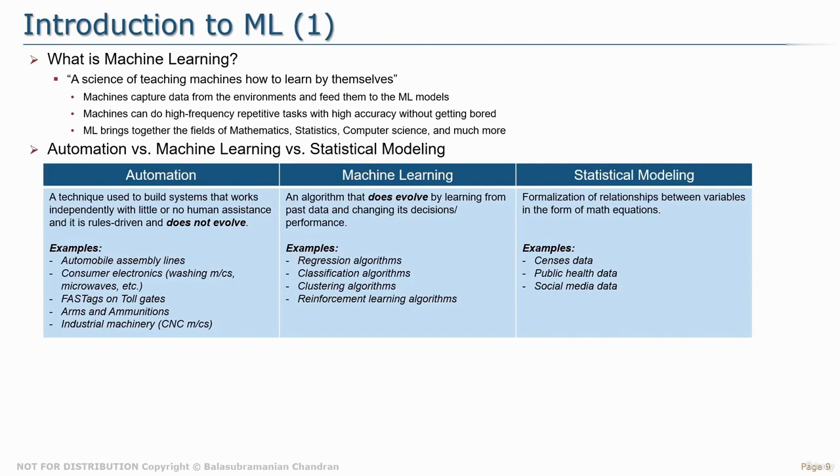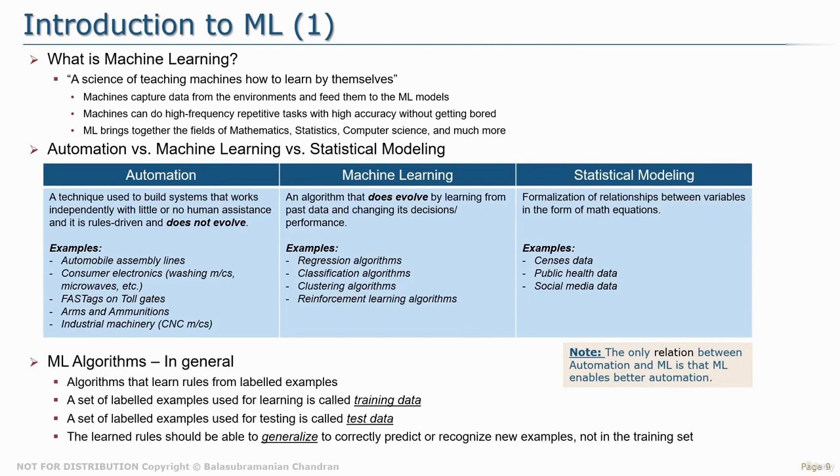The key to remember here is that automation is rules-driven, does only the repetitive tasks, and does not evolve. Machine learning is algorithm-driven, learns from the data, and does evolve. The only relation between automation and ML is that ML enables better automation.